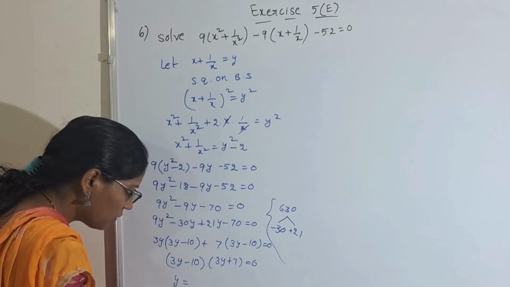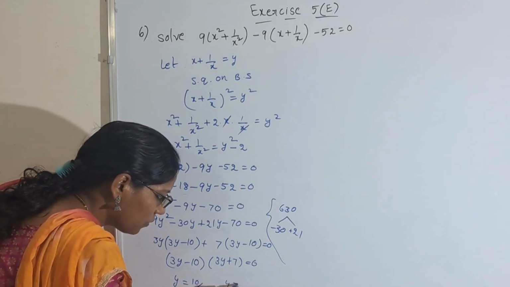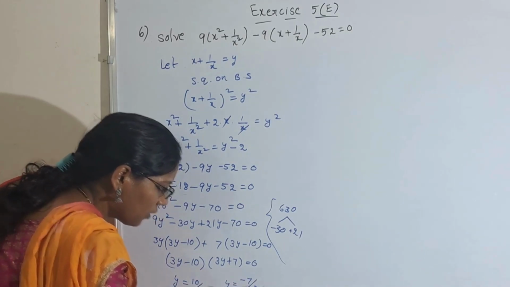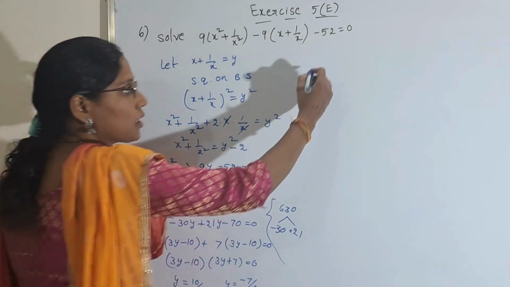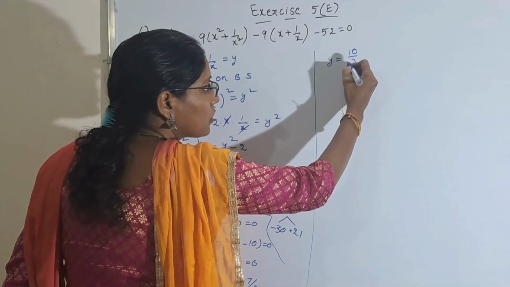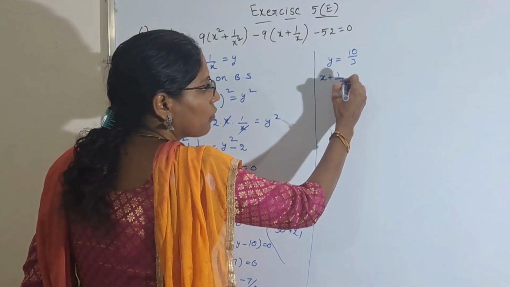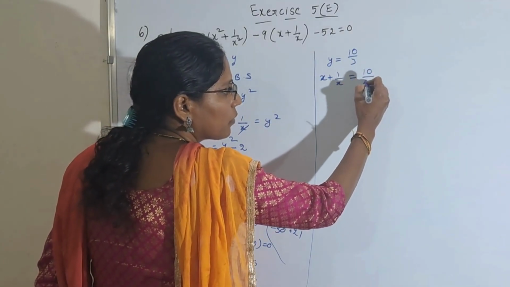Here y is equal to 10 by 3 it will come. Here y is equal to minus 7 by 3. First we have to take y is equal to 10 by 3. So y value what? x plus 1 by x. x plus 1 by x equal to 10 by 3.